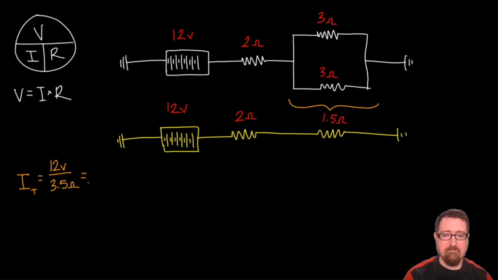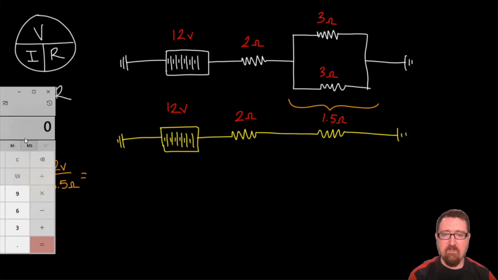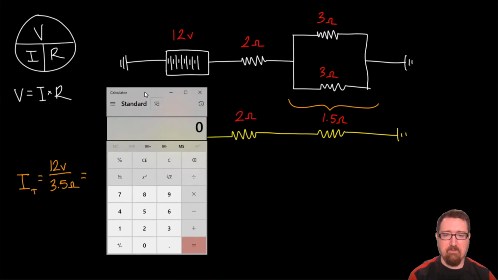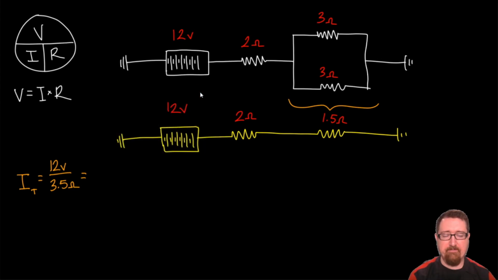Okay, now we're just going to go ahead and get a calculator out here quick, because we're going to get into some decimals. So 12 divided by 3.5. That's going to give us 3.43. That seems like it would be rounded properly. So 3.43. Okay. So let's go ahead and write that. 3.43 amps. So I'm going to write that up here.